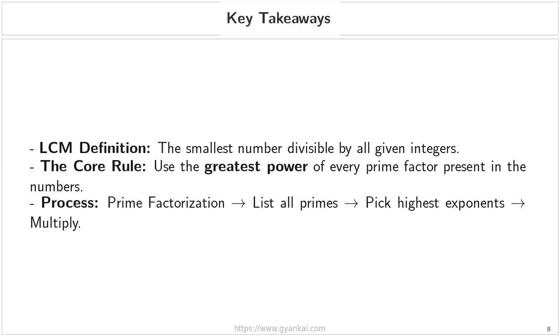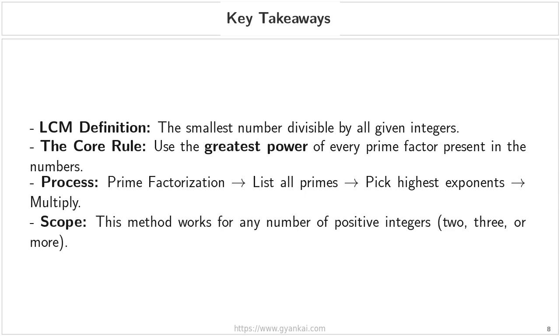To keep your work organized, just follow this 4-step process we've practiced. Start with prime factorization, then list every prime number you see. Next, pick out the highest exponents for each of those primes, and finally, multiply them all together to get your result. Lastly, keep in mind the scope of this method. Whether you are dealing with just 2 numbers, like we did in our first example, or 3 or more numbers, like in our final example, this systematic approach will always work.